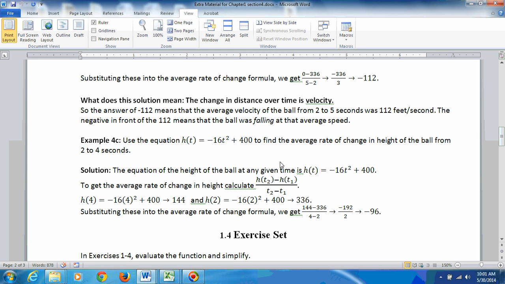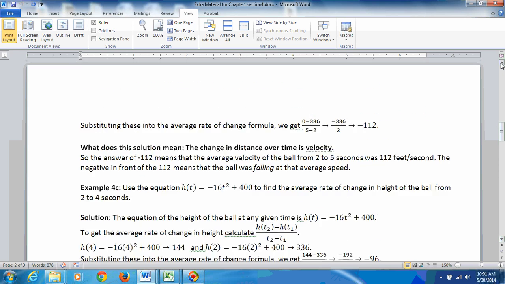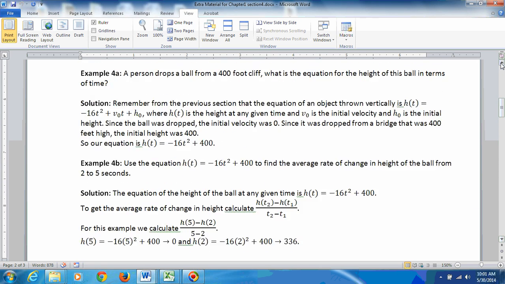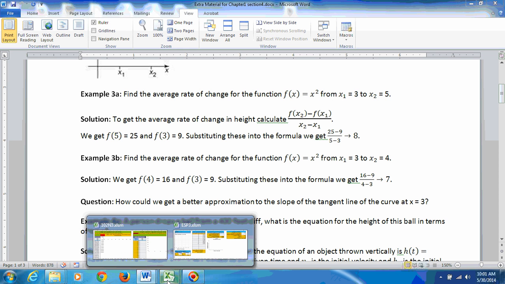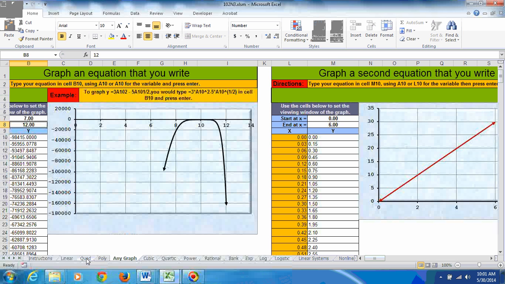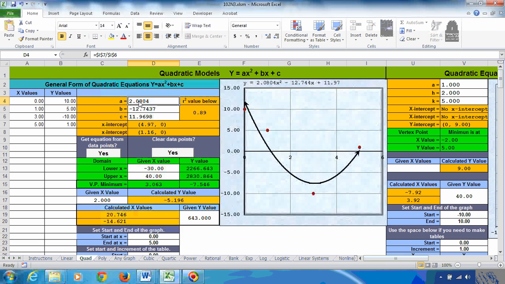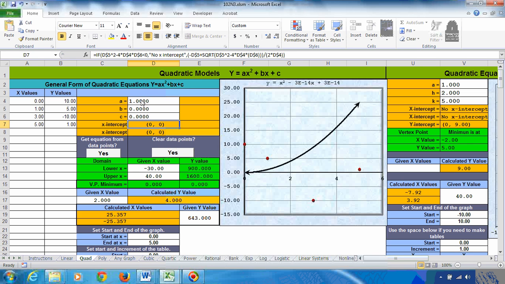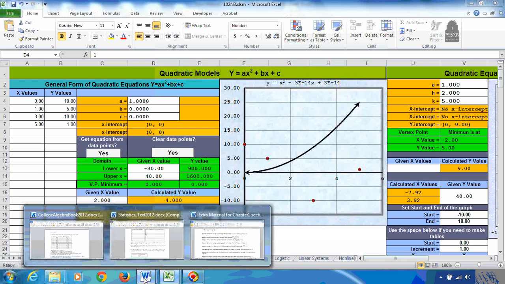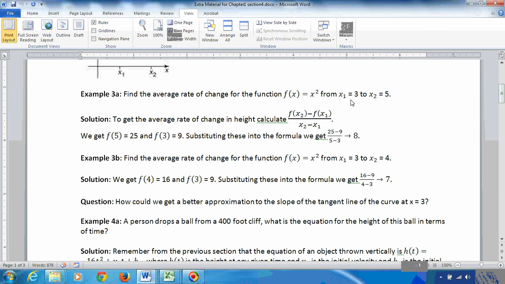Now you can do these on Excel too. Let's go ahead and show you where you can do these. Here's the first one. On the first one up here where the function was x squared, you just go to the quadratic sheet. So on the quadratic sheet, this function was just x squared, so the a is 1, and the b and c are 0. So you have those in there. So that's the graph of y equals x squared. And we got our coefficients in, and then on that problem, it said to get the average rate of change from how many to how many seconds? 3 to 5 seconds.